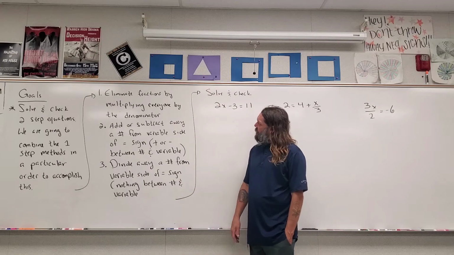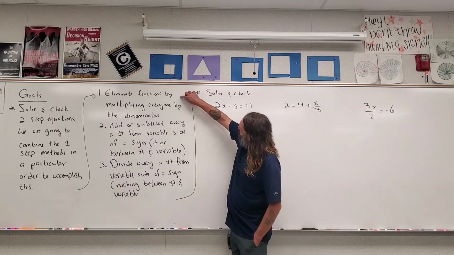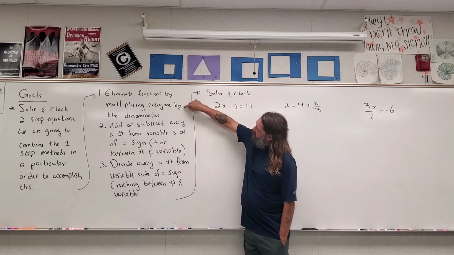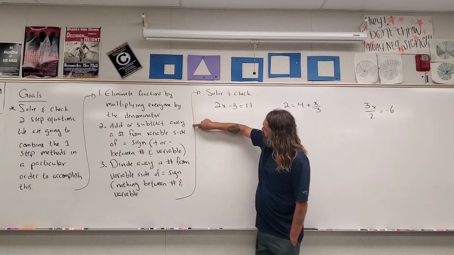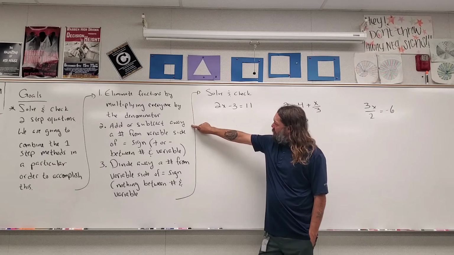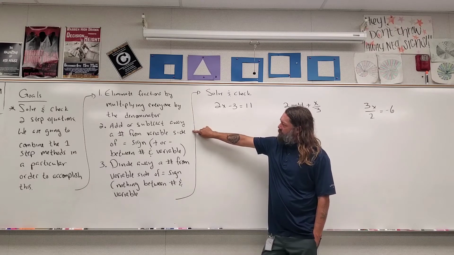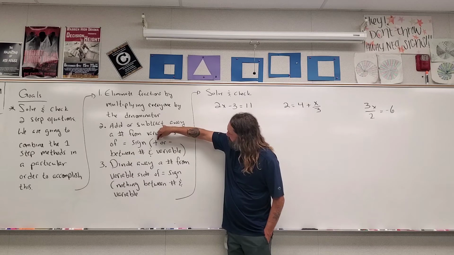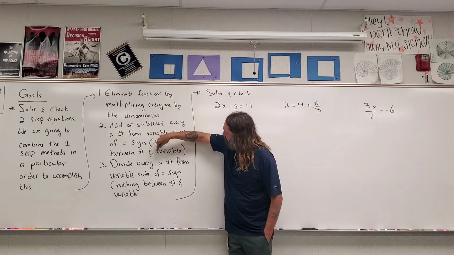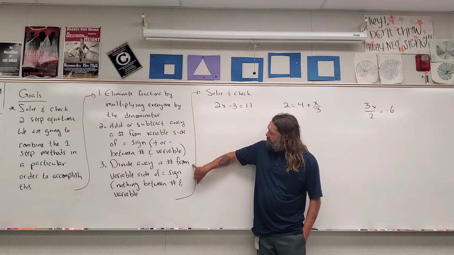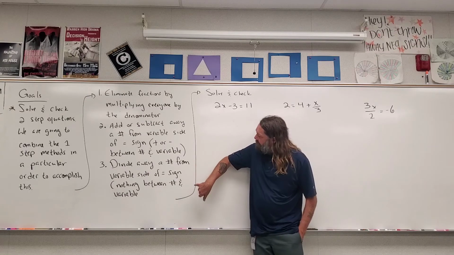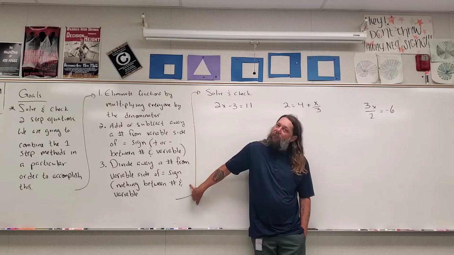And so the first thing we're going to try and do is we're going to eliminate fractions by multiplying everyone by the denominator. So that's the first thing we look for. Do I have a fraction? The second thing we look for is we're going to add or subtract away a number from the variable side of the equal sign. The clue for this is I have a plus or minus between the number and a variable. And our third step is going to be to divide away a number from the variable side of the equal sign. That means that there's nothing between the number and the variable.